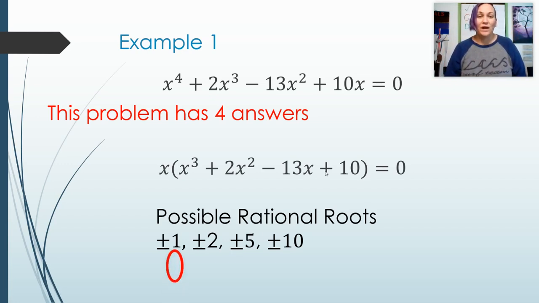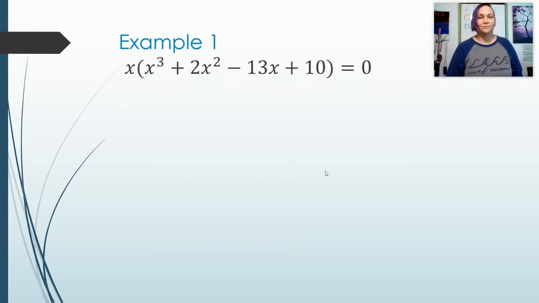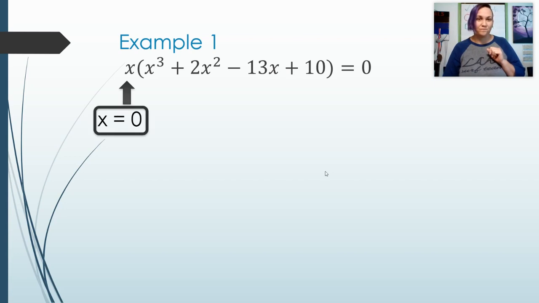And when I type in 1, it works. So I have found my first of my 4 answers. My first answer is the number 1. Okay, to recap, I took out a GCF. By the way, when you take out a GCF of the letter x, that gives us an answer of 0. There's another answer.